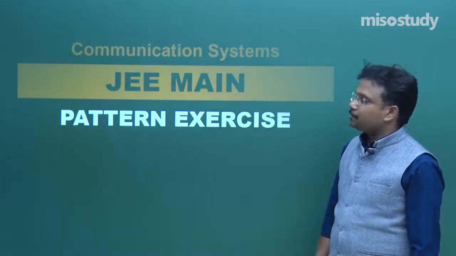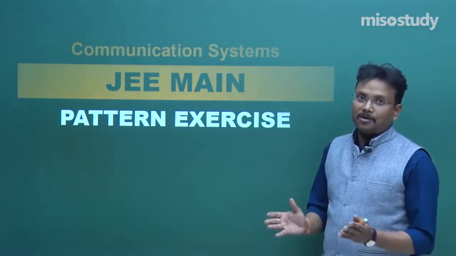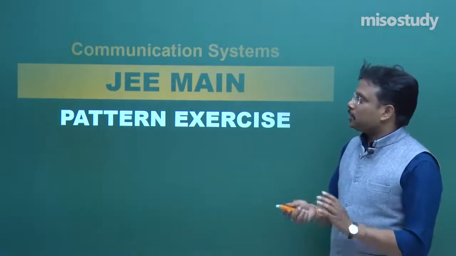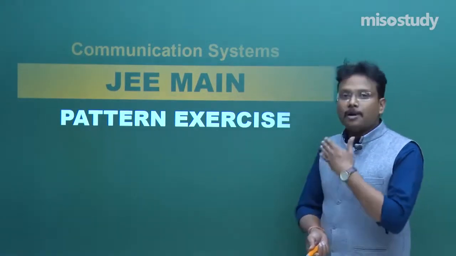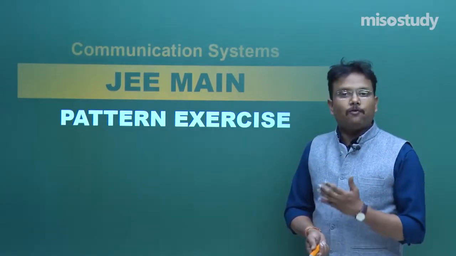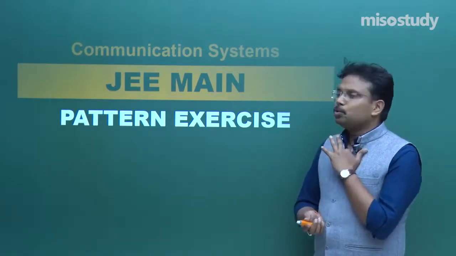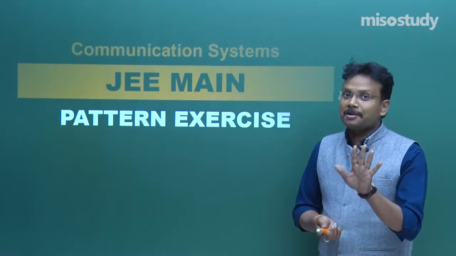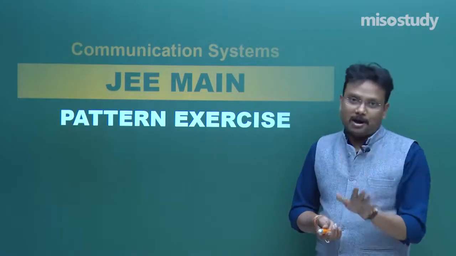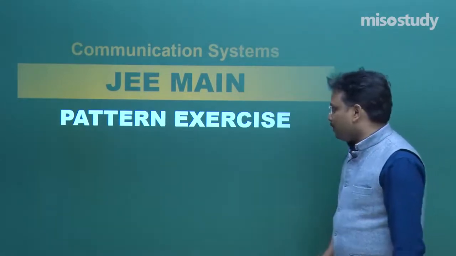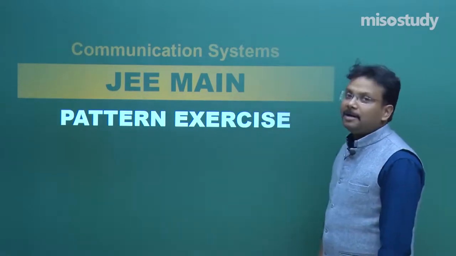This chapter, communication system, is very important, and it is also a very simple chapter. As I discuss the problems one by one, you should focus, and by this means you may ensure roughly 2 to 3 questions, around 10% or less than 10% weightage, so nearly 8 to 12 marks. With this positive aspect, let us start the discussion of communication system, JEE Main pattern exercise.